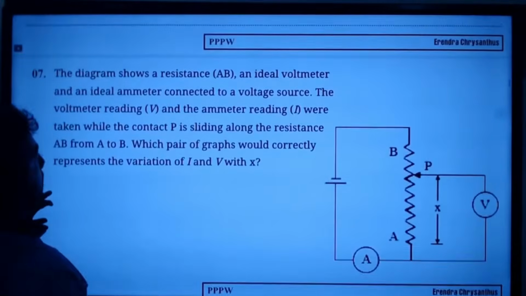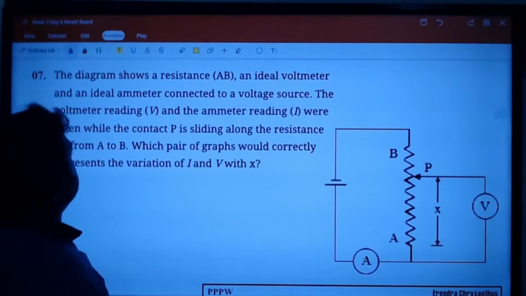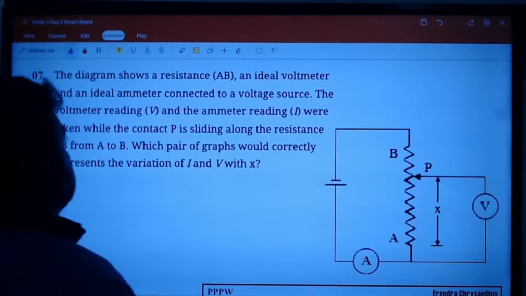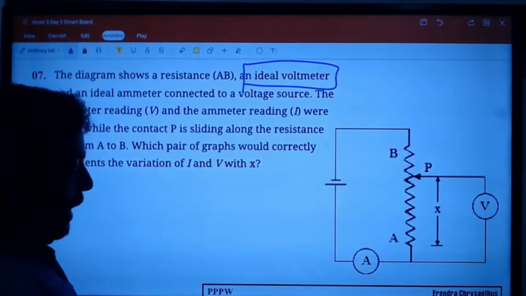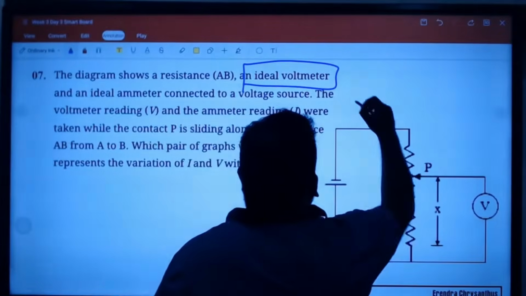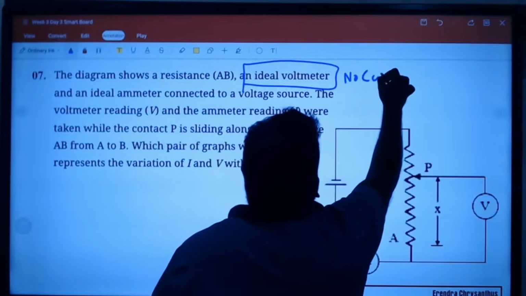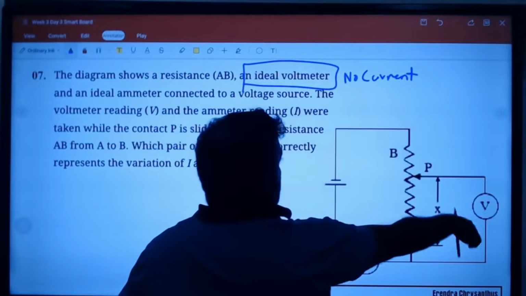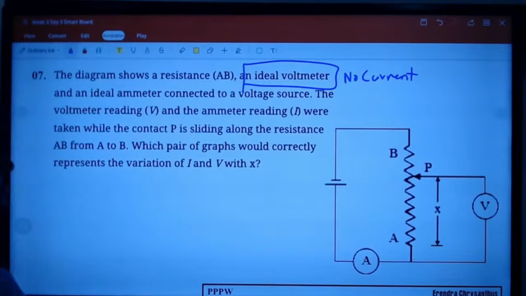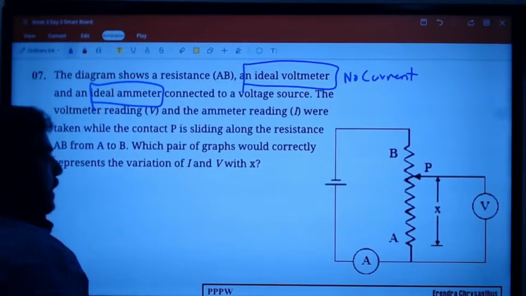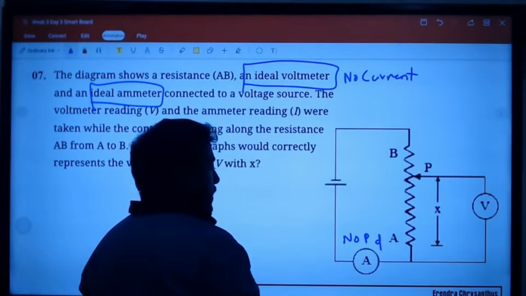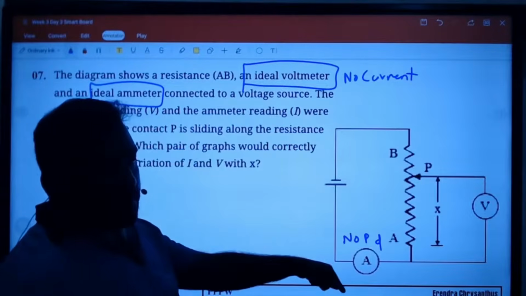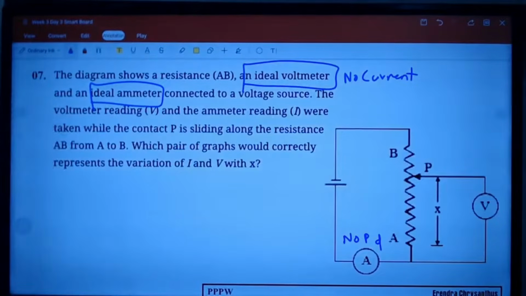Moving forward, the diagram shows resistance AB and an ideal voltmeter. These are key words. Ideal voltmeter means no current passes through, so guaranteed no current is going there. Ideal ammeter, these are also keywords. Ideal ammeter means no potential difference, so no need to worry about the potential drop there.